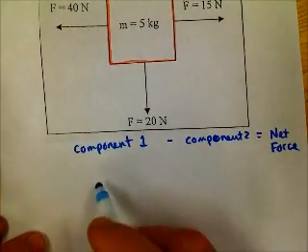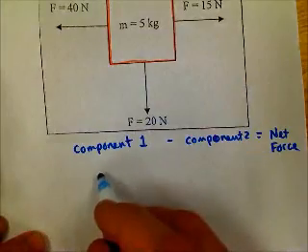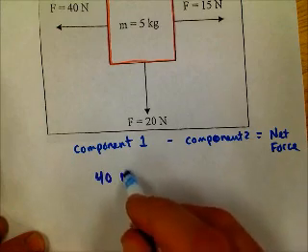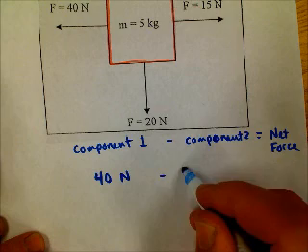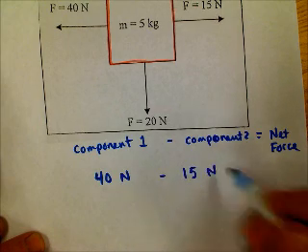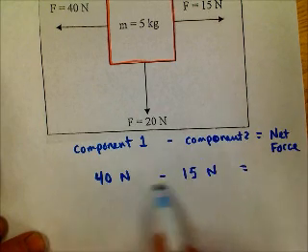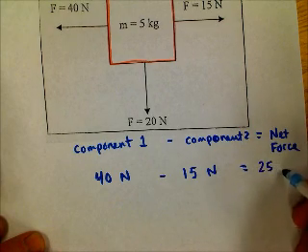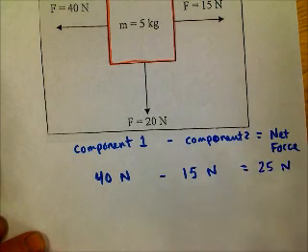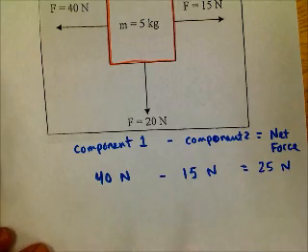It tells us that our component 1 could be the 40 or the 15. Let's make it the 40 newtons. And component 2 is 15 newtons. If you subtract these two, 40 minus 15 is 25 newtons. So that's our net force. That's the first part of this problem.